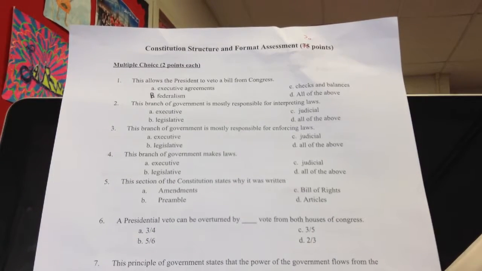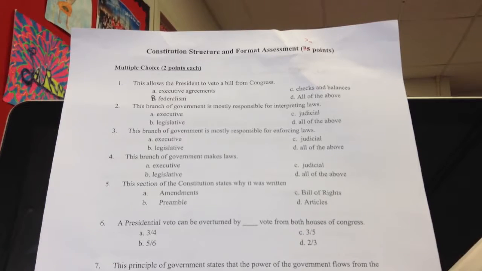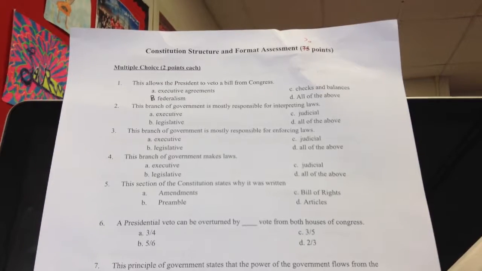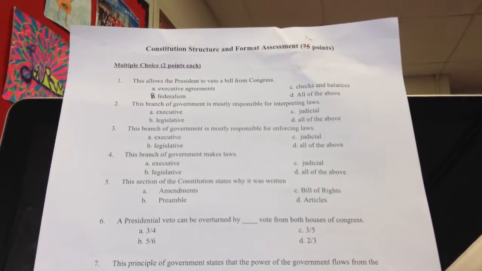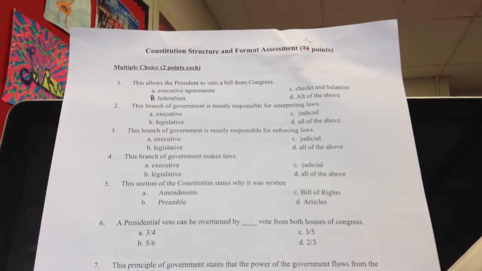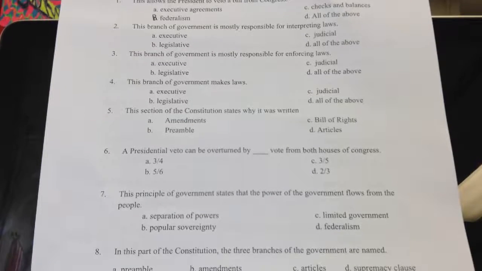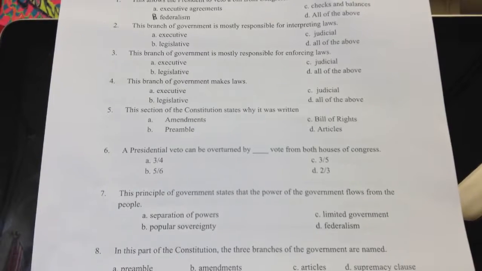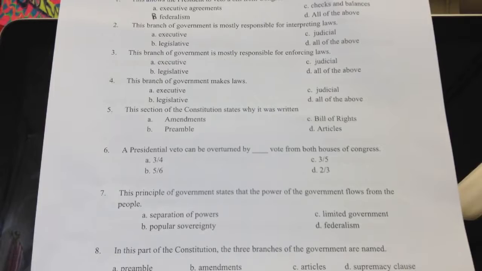Number 3. This branch of government is mostly responsible for enforcing laws. A. Executive. B. Legislative. C. Judicial. D. All of the above. Number 4. This branch of government makes laws. A. Executive. B. Legislative. C. Judicial. D. All of the above.